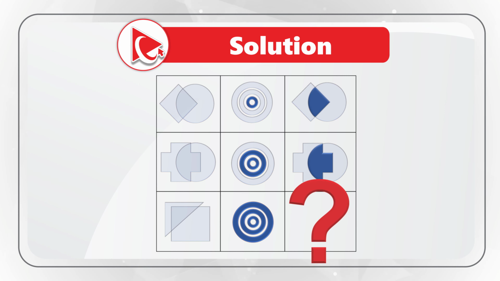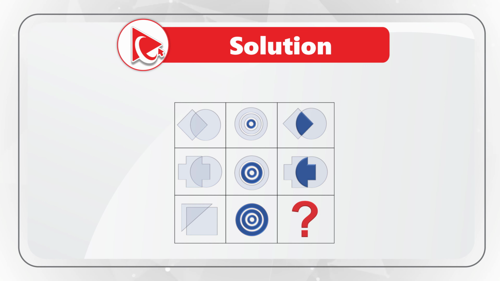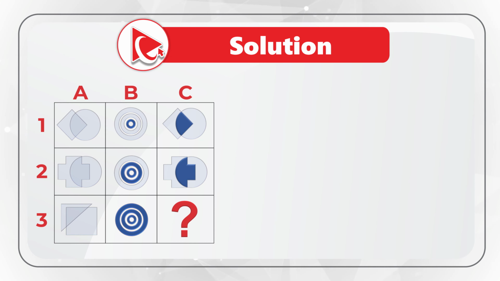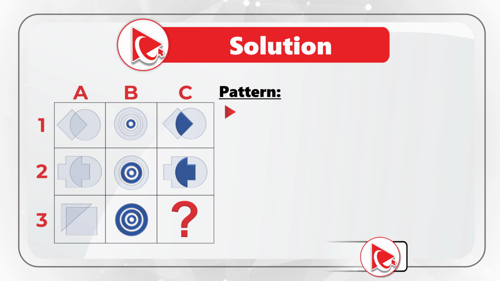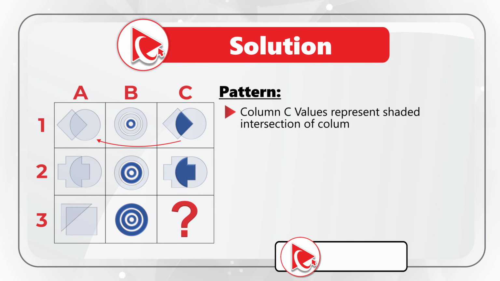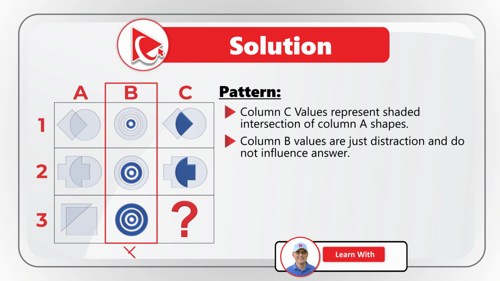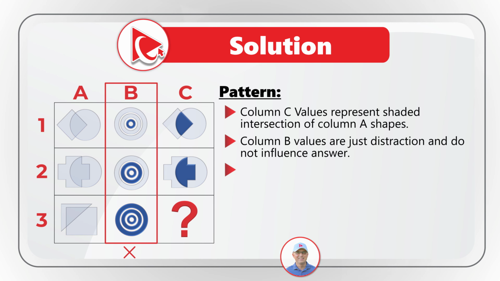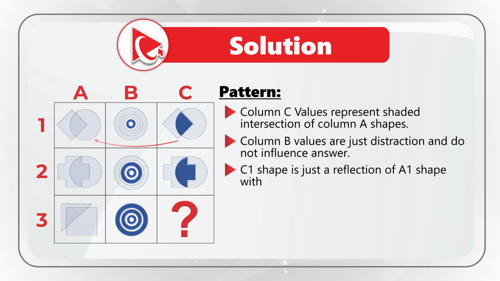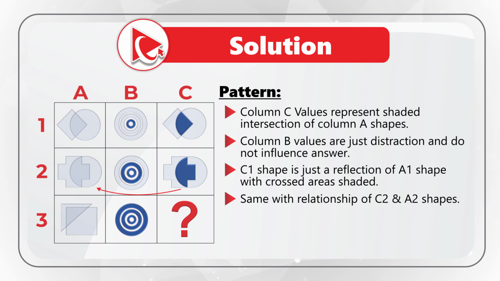Let me first add some references to the matrix. We will name columns A, B, and C, and we will name rows 1, 2, and 3. And you probably noticed here, but column C values represent shaded intersection of column A shapes. And considering this, column B values are just a distraction and do not influence answer in any way. For example, C1 shape is just a reflection of A1 shape with the crossed shaded areas. Same with the relationship between the C2 and A2 shapes.